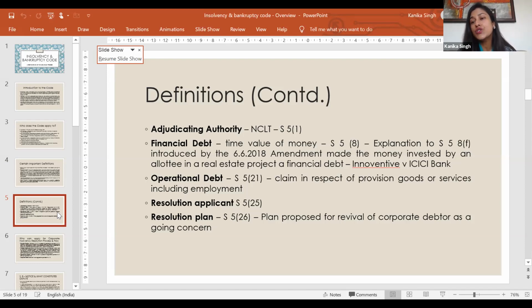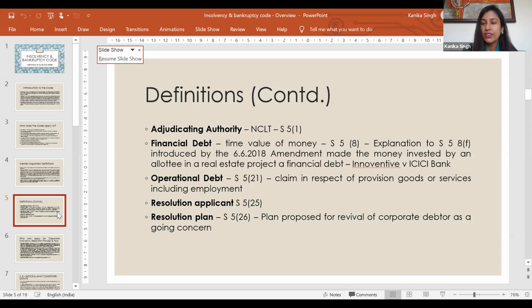The code recognizes two kinds of debts, financial and operational, and accordingly you will have two kinds of creditors, which we come to later. Financial debt, basically the words that are used is time value of money. So wherever a bank has lent anything on interest, or any other security which is lent by a non-banking financial institution, those natures are covered under financial debts. Importantly, an allottee of a real estate project, that is a home buyer, has also been said to be included within the definition of a financial debt, and going forward will become a financial creditor.